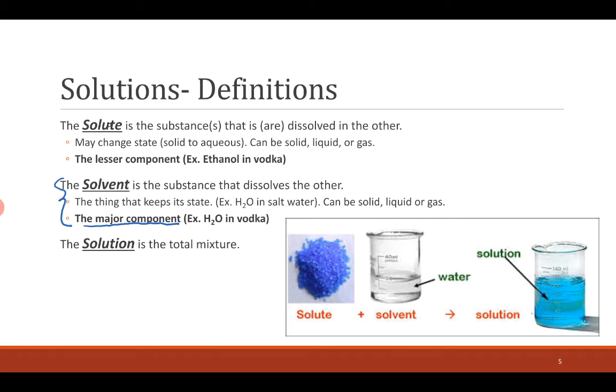The solute is what's being dissolved into the solvent. So the word solute is like the lesser component or components. You can have more than one solute in the solution, but those are the lesser components, and those may not keep their state, and so they'll be changing into aqueous, for instance. And then solution is the overall mixture. And so this is an example of a solid solute being dissolved in water, and then it makes an aqueous solution.